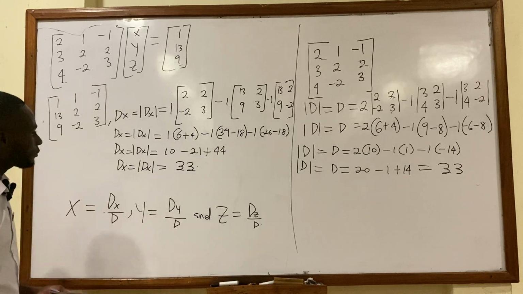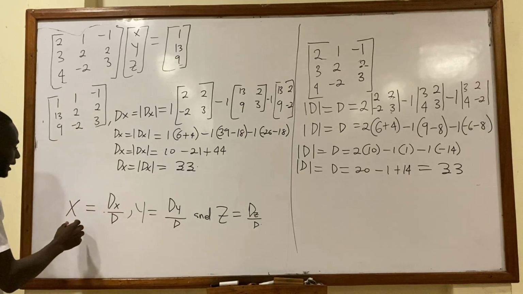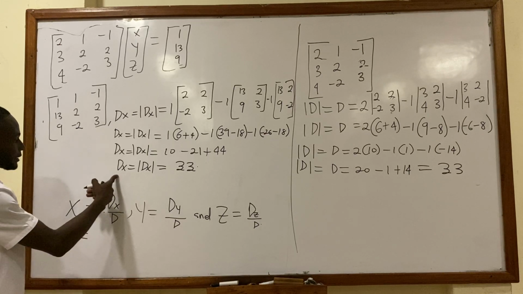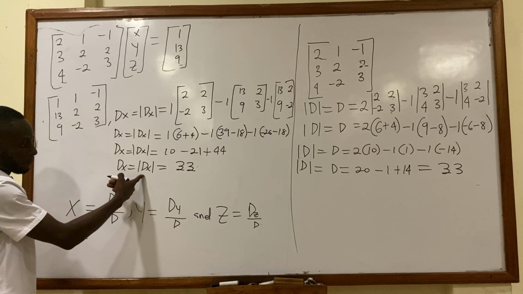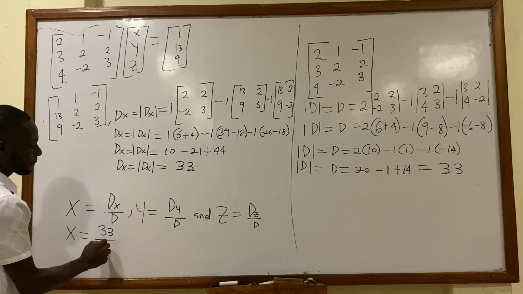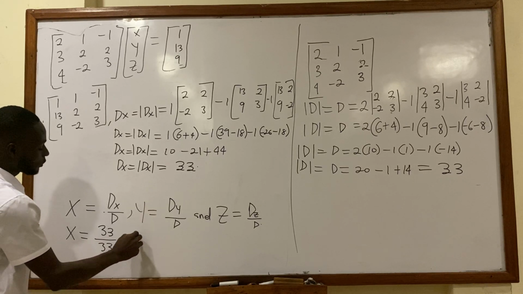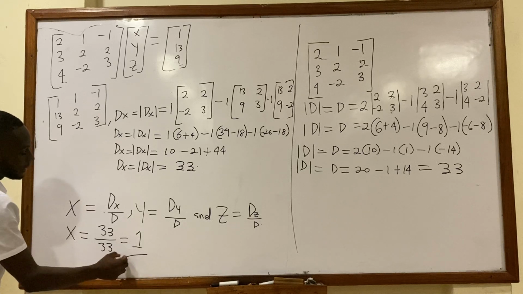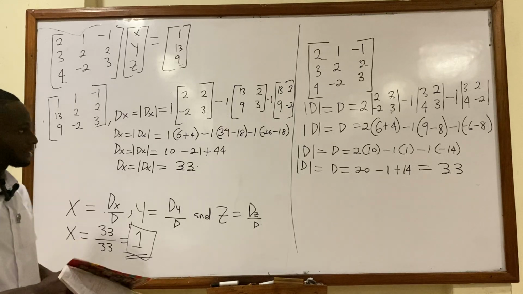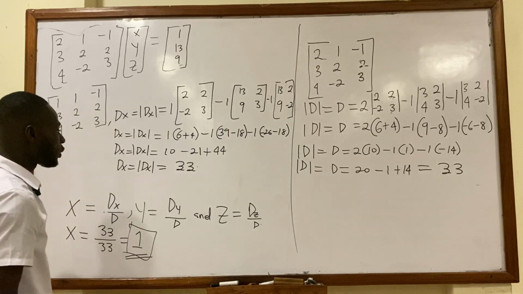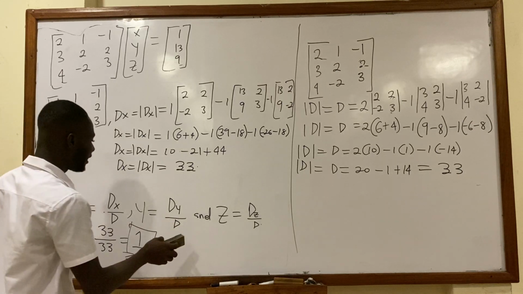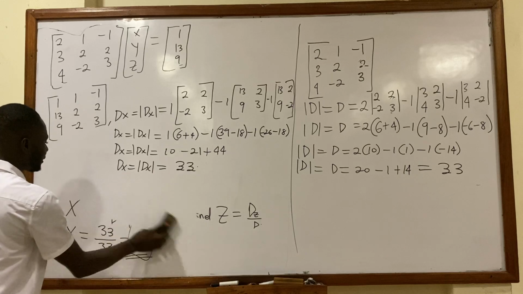Now we can find our x. We can now find our x, which is equal to the Dx over D, which is equal to 33 over 33, and that is equal to 1. So we have the value of x as 1. So now let's continue to find the Dy and the Dz, to find the value of y and z, right?